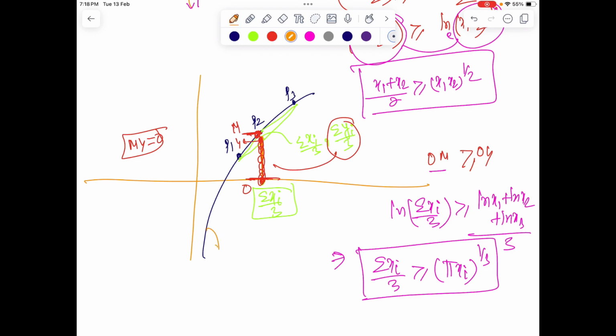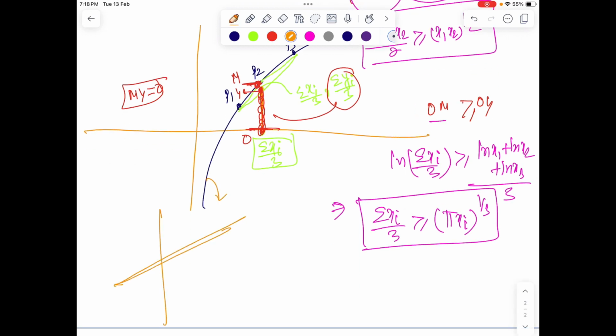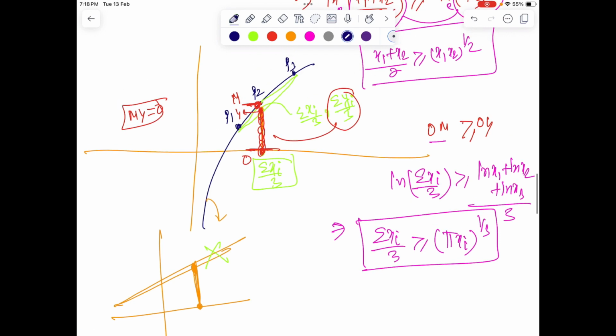Now, under what condition will equality hold? For equality to hold, MG must be equal to 0. Now, there are two situations in which MG can be 0. Either this curve becomes a straight line, because then clearly these two heights will be the same, but that's not possible because we have a log curve.